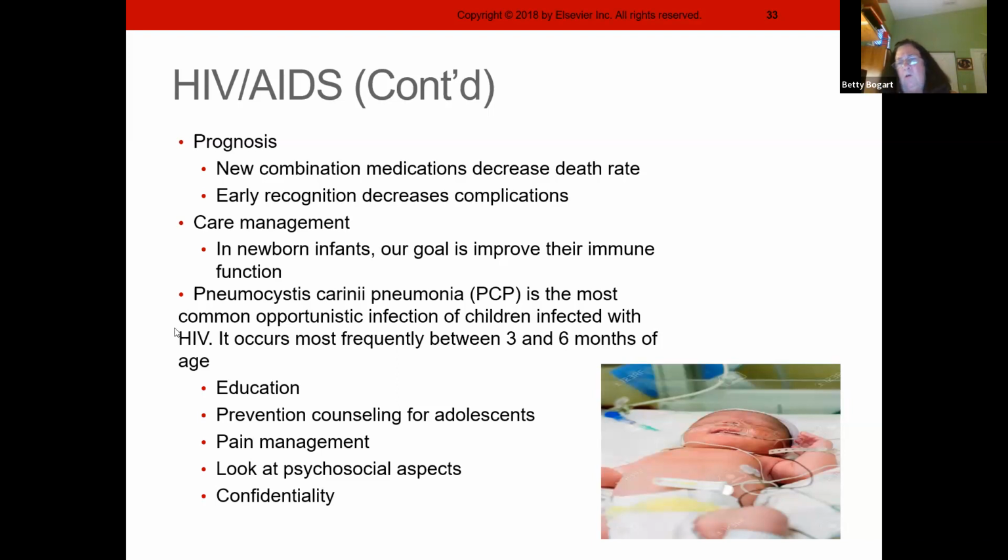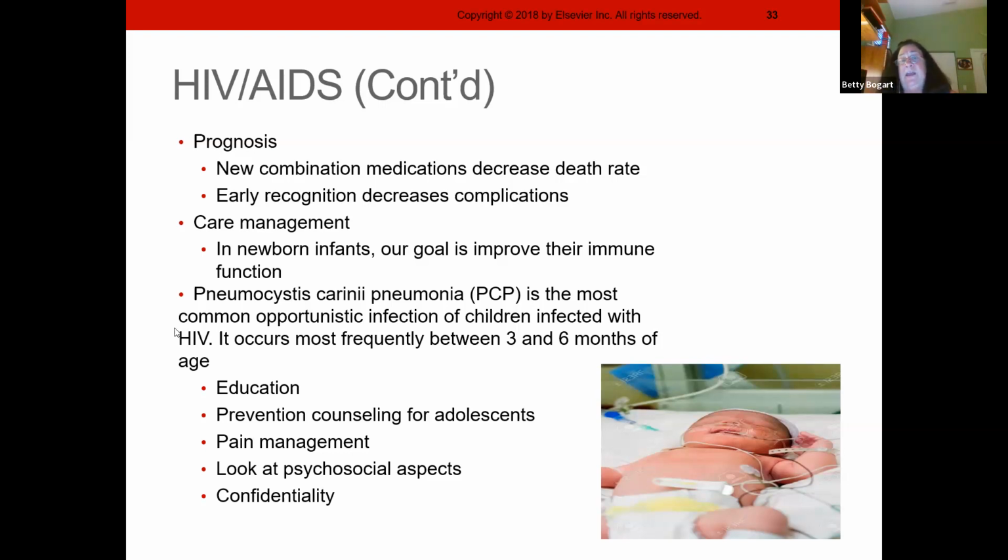So what is our goal for this child born from this HIV mother? Well, number one, our goal is to improve that child's immune function, which is giving those antivirals, right? One of the most common opportunistic infections is what we call PCP pneumonia. So any respiratory distress going on, we can assume it's PCP pneumonia. And we usually see that about 3 to 6 months of age. So we need to be telling the parents, if they start seeing respiratory distress, get them in quickly so we can put them on that routine of antiviral, stronger IV type.